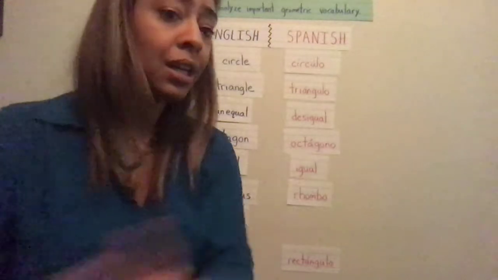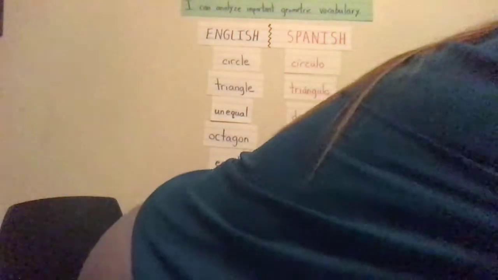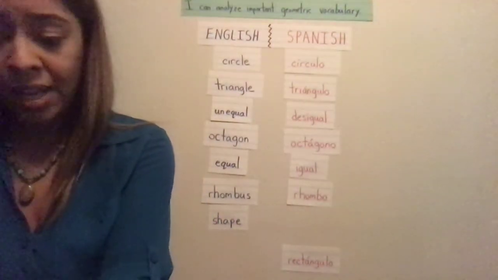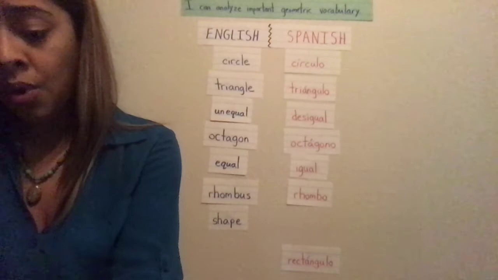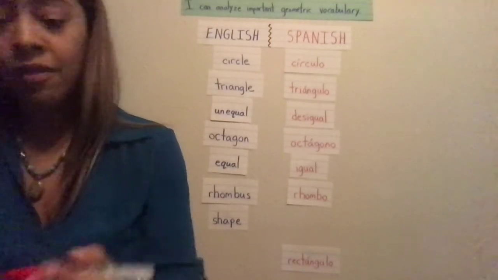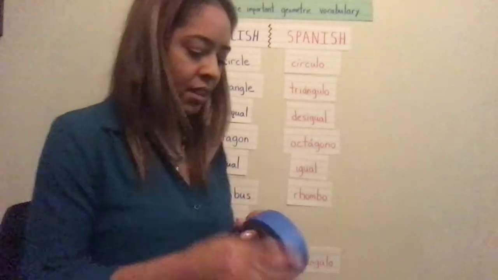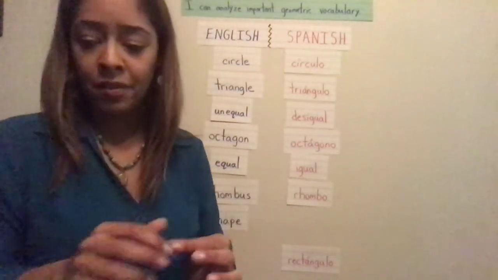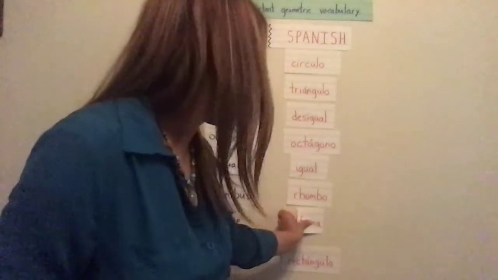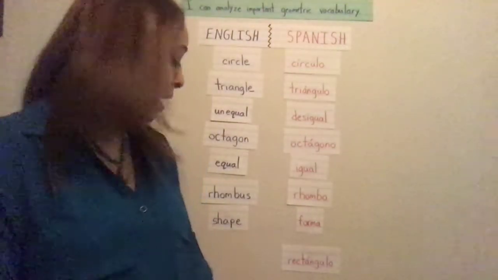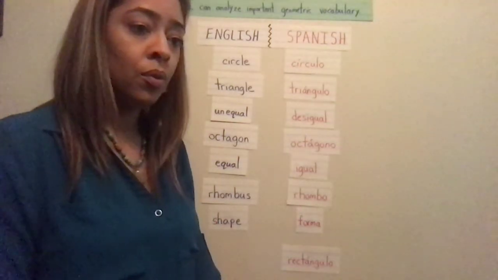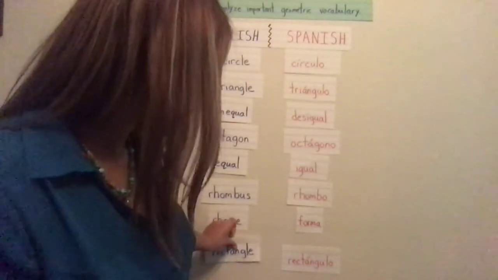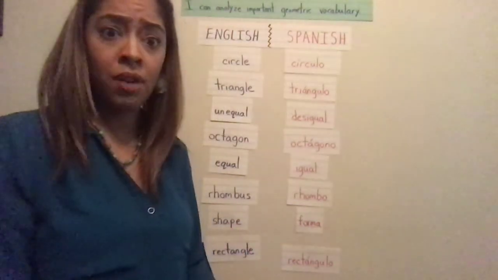Oh, you know what? I don't have forma, but that's okay because we can make one now. Forma. Can you help me spell forma? F-O-R-M-A. Forma. Muy bien. And we will add that one to the wall as well. Wow, you guys know a lot of great vocabulary from our last unit. Forma. Okay, what about rectángulo? Rectángulo is a rectangle. Good job.